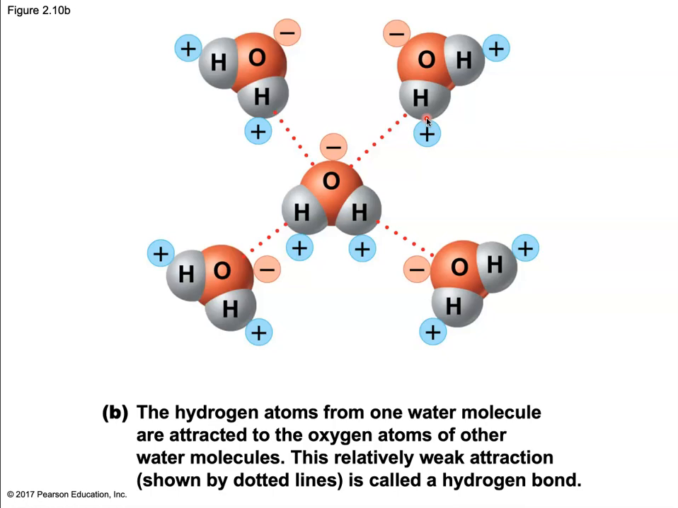Now this is not as strong as an ionic bond. An ionic bond is formed between a fully negative ion and a fully positive ion. It's a very strong bond. These aren't fully negative or positive. There's a slight negative charge here and a slight positive charge here. So it's like an attraction between two very weak magnets.